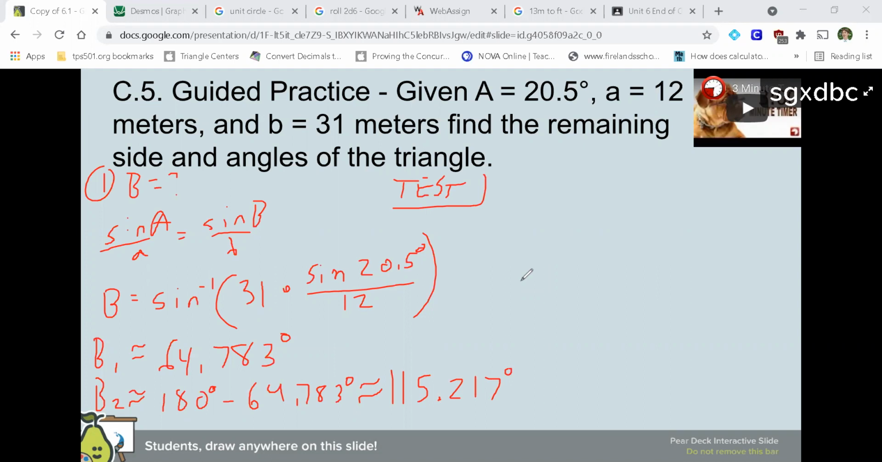I mean, a great yes, because you get to do so much more math. If you do 115.217 plus 20.5, that is less than 180. So that actually can happen. There can be a triangle with those type of angles. So now both of these are solutions. So now what we're going to have to do is find two different possible values for C, for angle C, and two different possible values for side C, which we know how to do. That's what we've been doing all week now. To find angle C, right, we just subtract from 180.